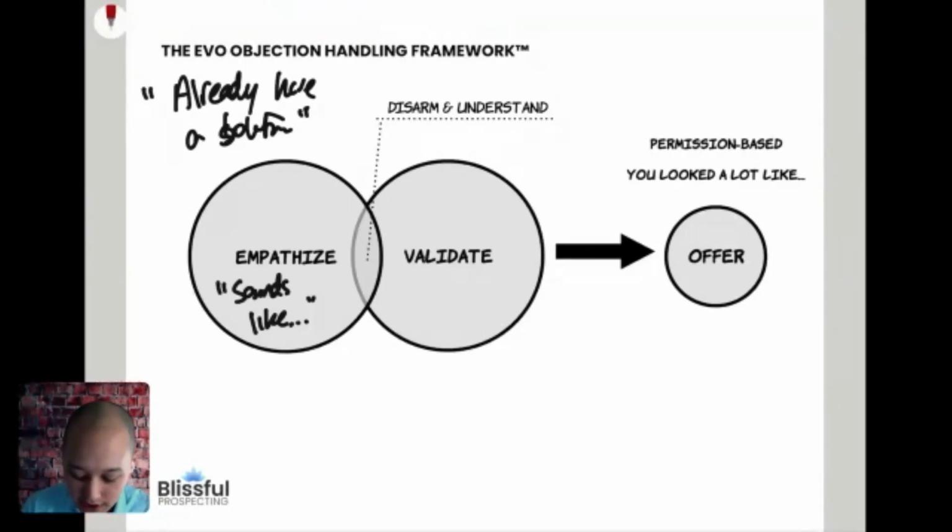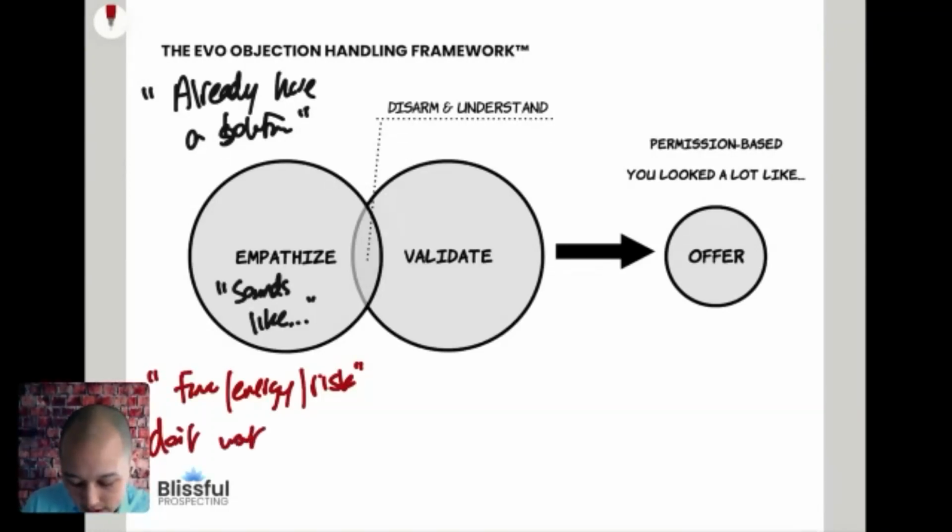So if someone already has a solution, they're thinking like, dude, this is a lot of time, energy, risk, right? It's a lot of work. Don't want to be wrong.